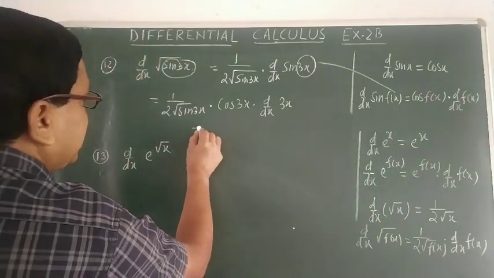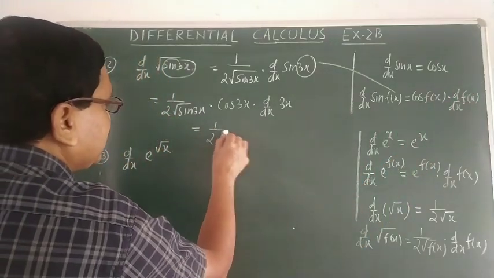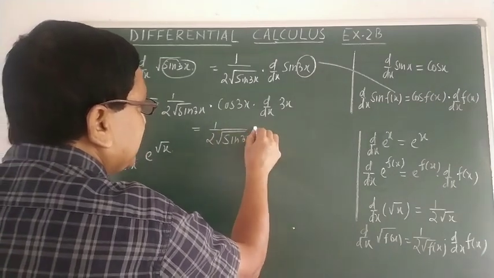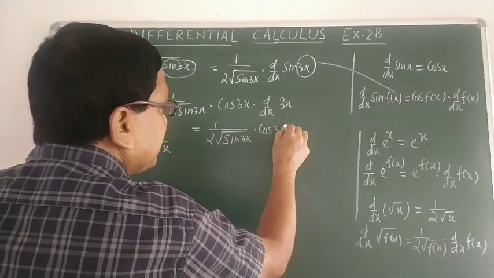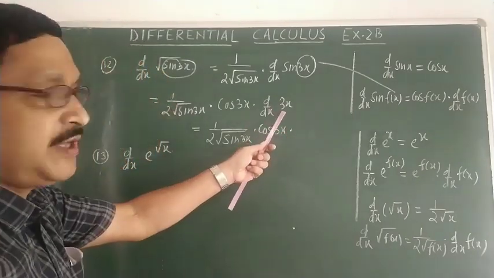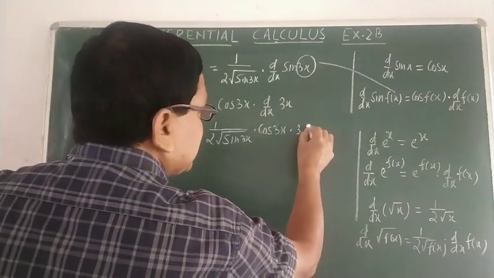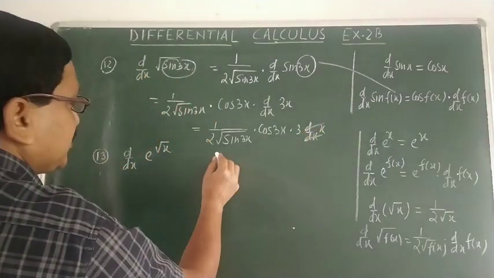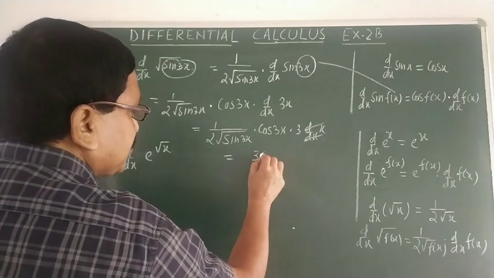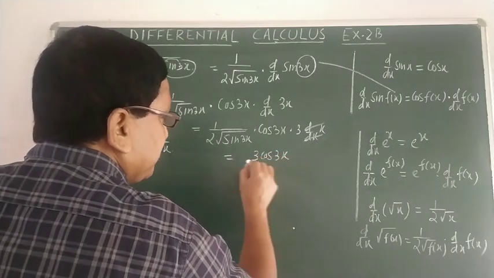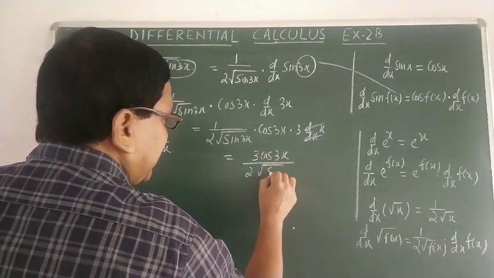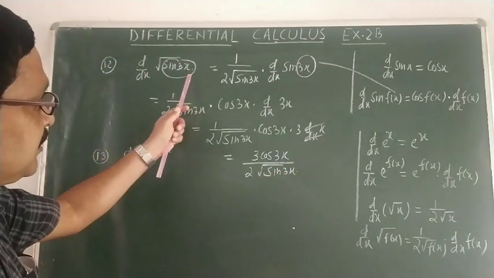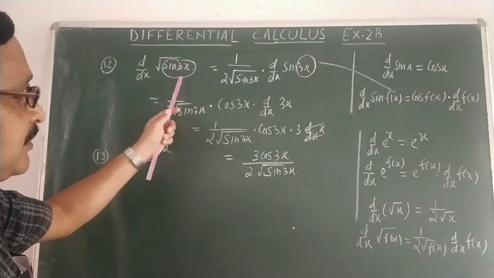Now the final answer is 1 by 2 root sin 3x into cos 3x into the 3 is taken outside. So this is d by dx of x, so this will be 1. So your final answer is 3 cos 3x by 2 root sin 3x. So this is your final answer, root sin 3x is this.